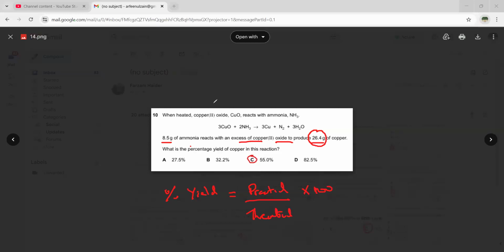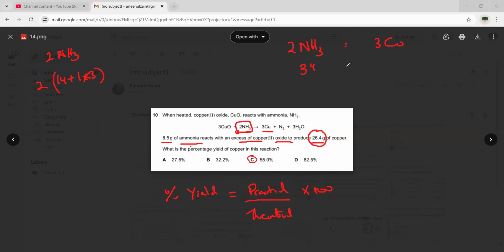So what we can do is take the ratio of the mass. The ammonia mass is given to us, and we need the copper mass. So we take a ratio of the mass. 2 moles of ammonia and 3 moles of copper. What is the ratio of the mass? The total mass of 2 moles of ammonia: nitrogen is 14 and hydrogen is 1 multiplied by 3 makes 17, and 17 multiplied by 2, so the total mass is 34. So the total mass of ammonia according to the balanced equation is 34.